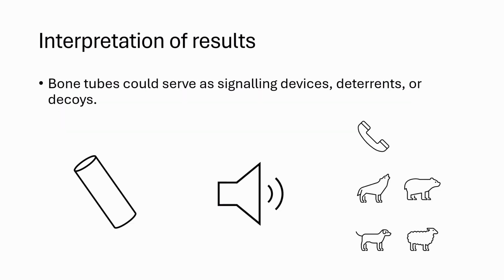The presence of frequencies that are not perceptible to the human ear may indicate that the tubes were used in relation to animals that can hear higher sounds. This could suggest that the tubes were used, for example, to make animals aware or call them. Bone tubes could serve as signaling devices, deterrents, or decoys.